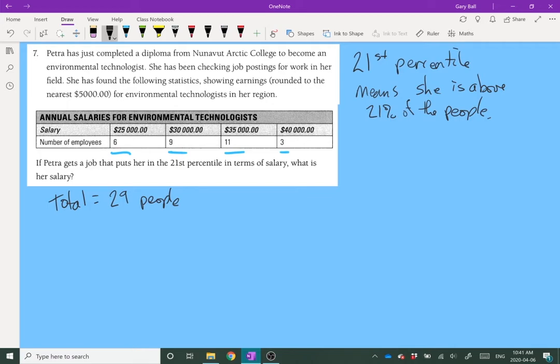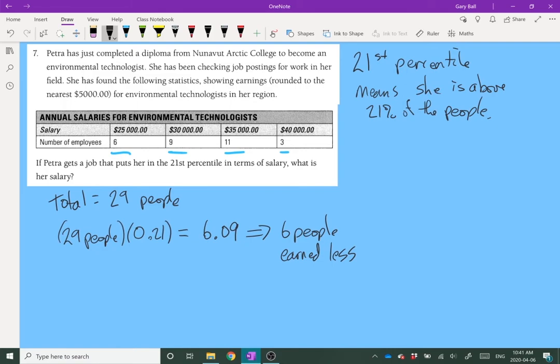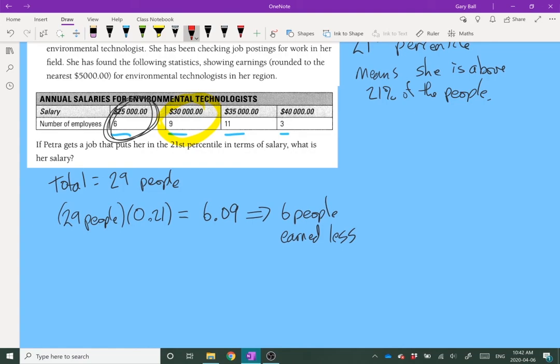And if 21% make less than her, let's take a look at 29 people times 21% as a decimal, so 0.21. We end up with 6.09, which we round off to 6 people earned less. All right. So 6 people earned less. That's all 6 people in this category here. She must be in that category right there. Petra must earn $30,000 per year.